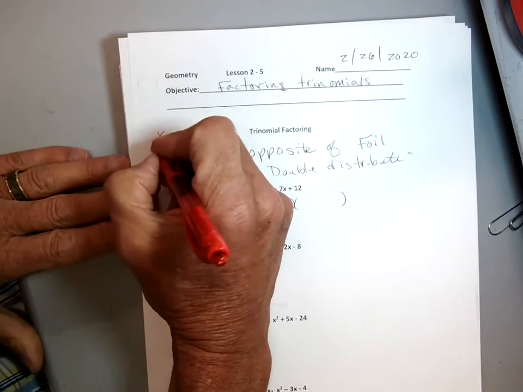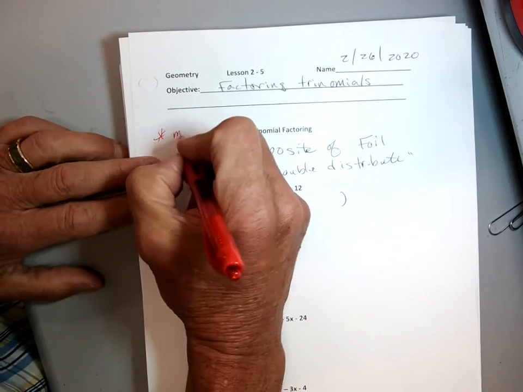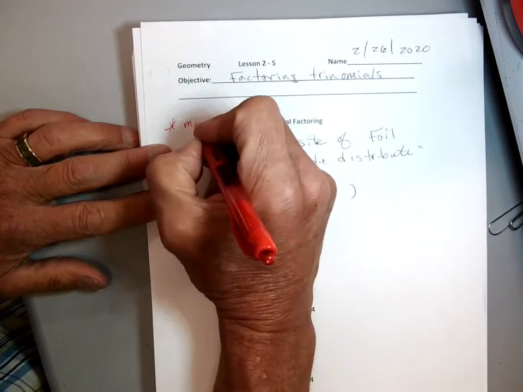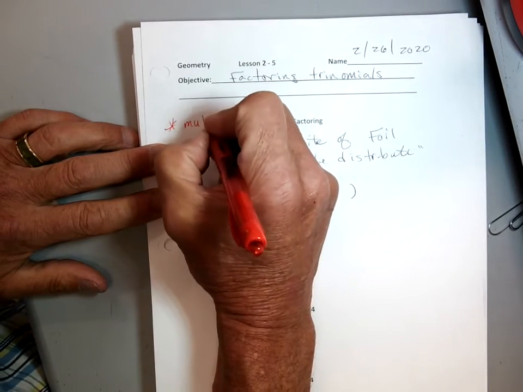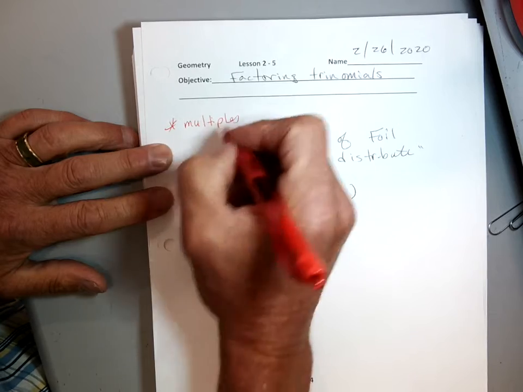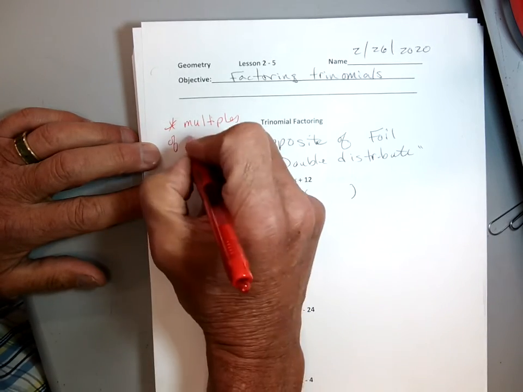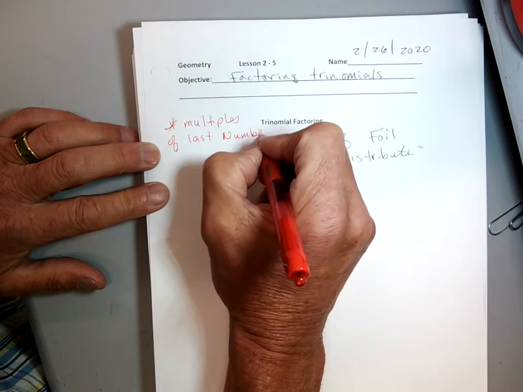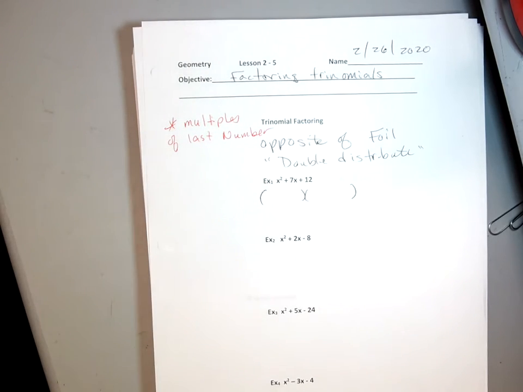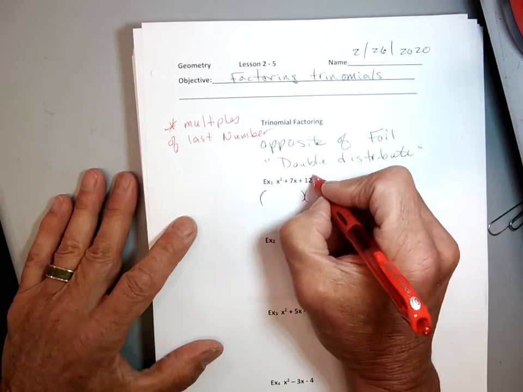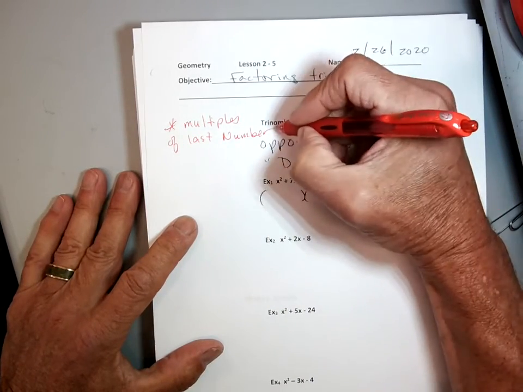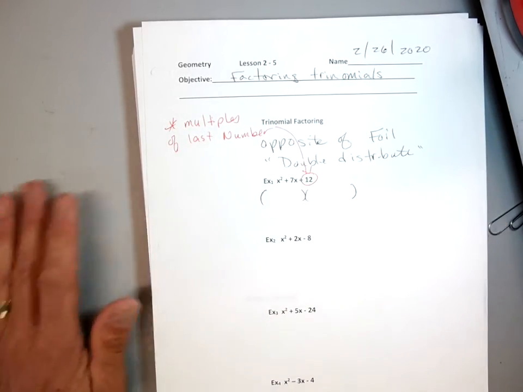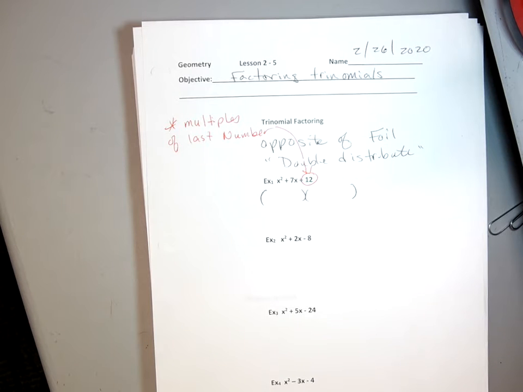All right, on the side, we want the multiples of the last number. Write this down. We want the multiples of the last number. In this example, that's the 12. Okay, we want the multiples of the last number. And I'm going to add to this.